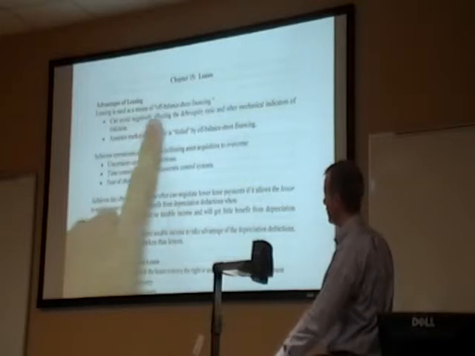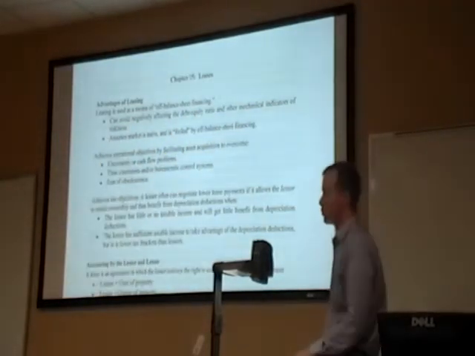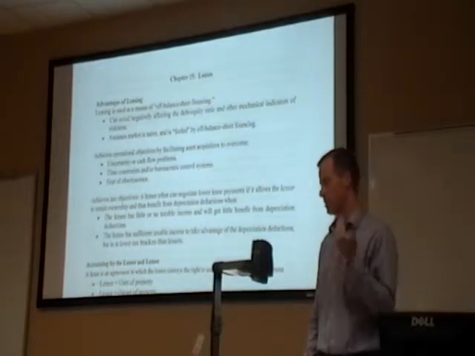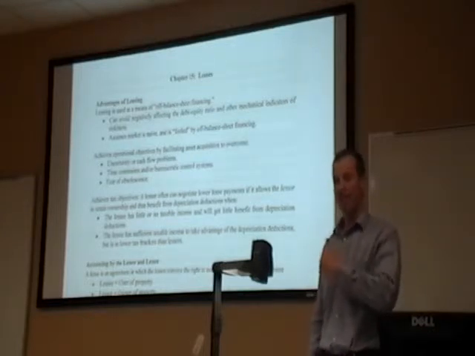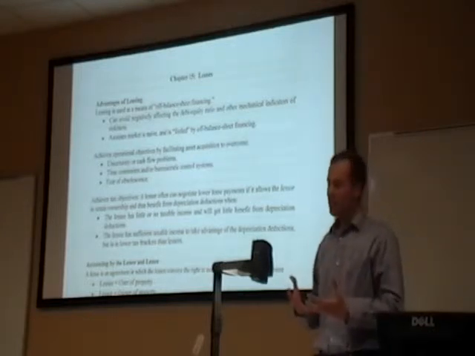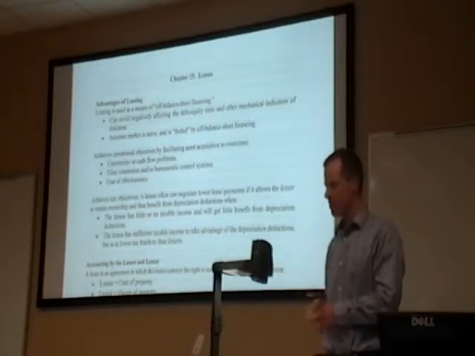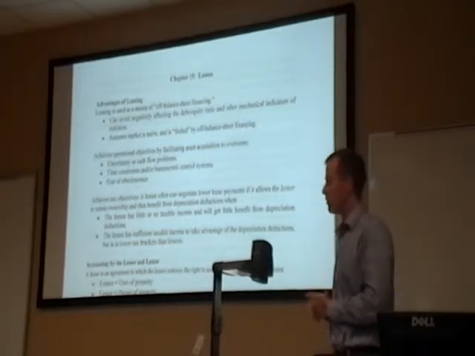Can avoid negatively affecting the debt-to-equity ratio and other mechanical indicators of riskiness. So if you think about the debt-to-equity ratio, essentially what off-balance sheet financing does for these types of leases is it takes the liabilities off. It looks like you have less debt, even though you really are responsible for making the payments associated with these leases, but you don't have to show that if you get a particular treatment for your leases.